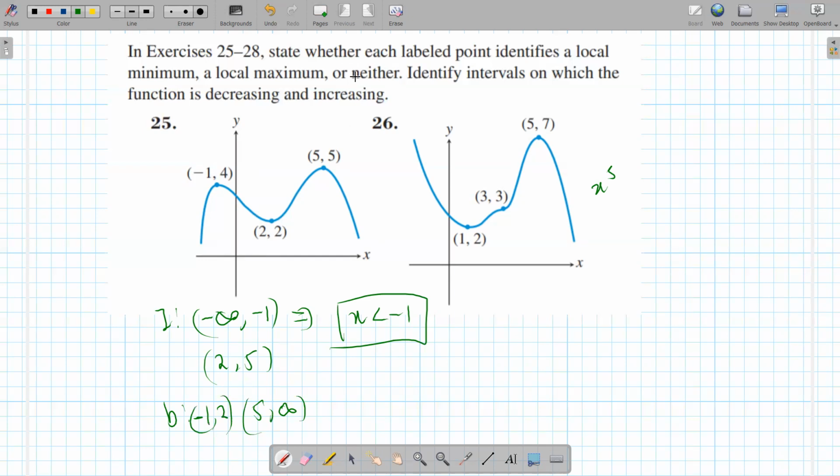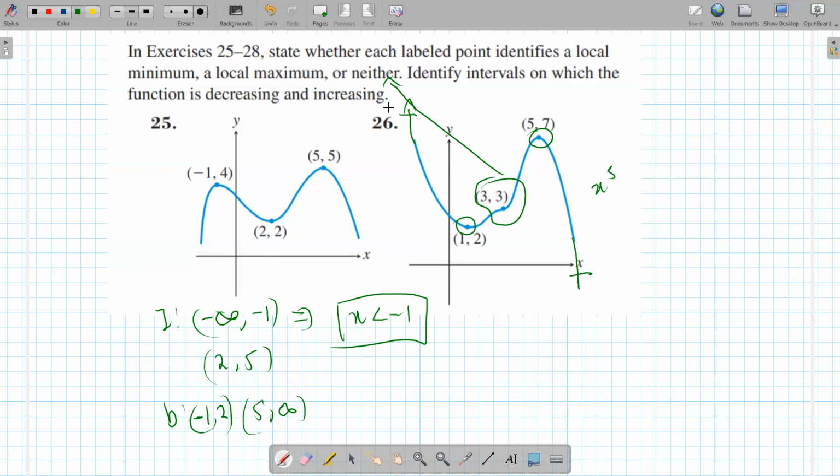Here it says neither for one of them, right? Are there any neither in either one of these graphs? Max, min, or neither? You see this 3, 3? That is neither. It's not a maximum, it's not a minimum. This is a local min, this is a local max. Why are both of these locals? Because there are y values that'll be less than this, and there are y values on here that'll be greater than 7. So they're not defined on the graph, but they will be. But 3, 3 is not a minimum, it's not a maximum either.